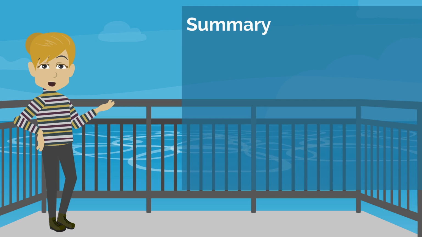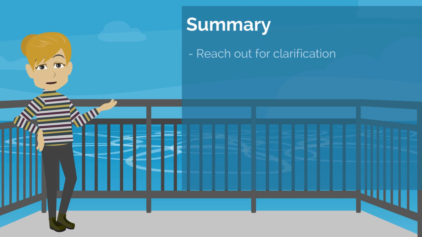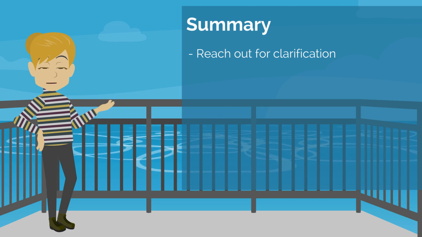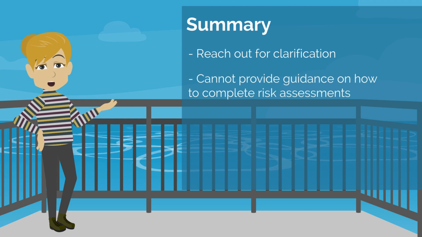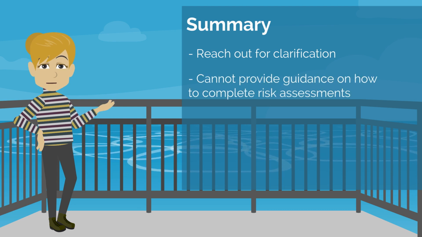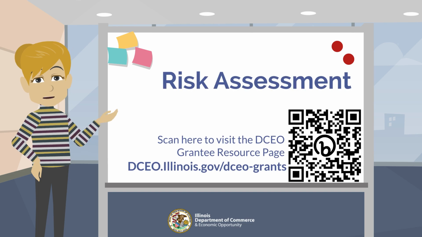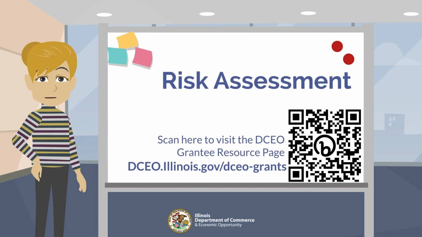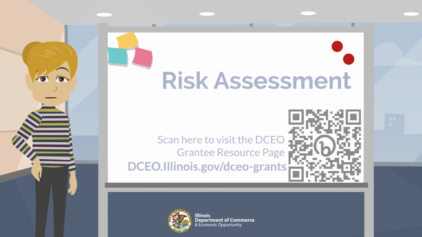You may contact your grant manager or other DCEO support staff if you need clarification on any of the risk assessment questions. But keep in mind, DCEO cannot provide guidance on which answers to select. More information can be found on the DCEO Grantee resource page. Use your mobile device to scan the QR code on the screen or visit the URL shown here.